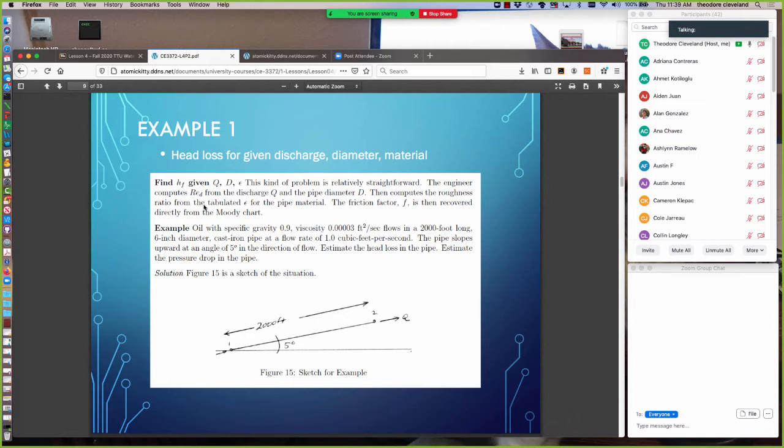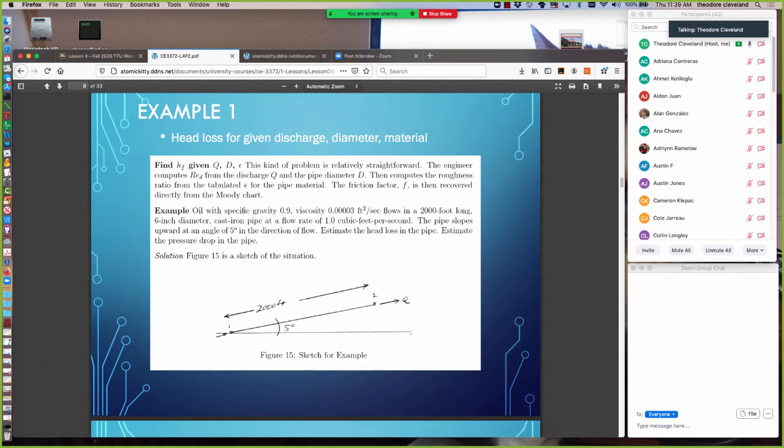So we're asked to estimate the head loss in the pipe and estimate the pressure drop from points 1 to 2. So here's a sketch of it, not much of a sketch, but there's a pipe there with a 5-degree angle, 2,000 feet long, and it has a flow rate of Q in it.